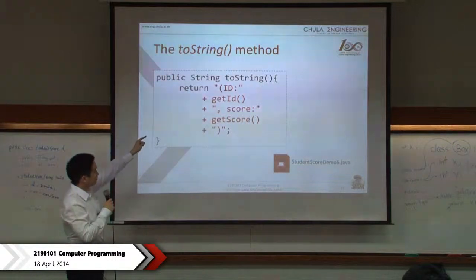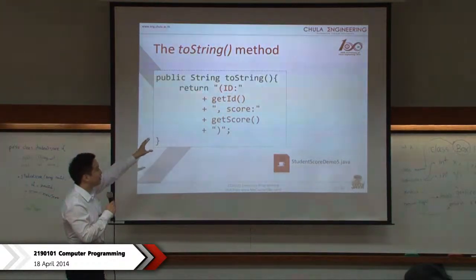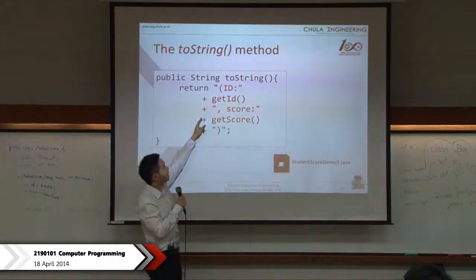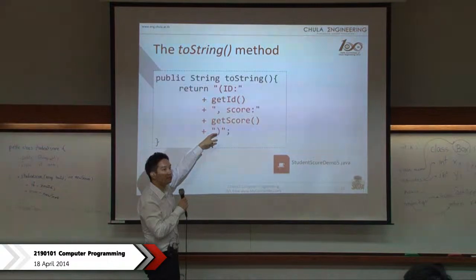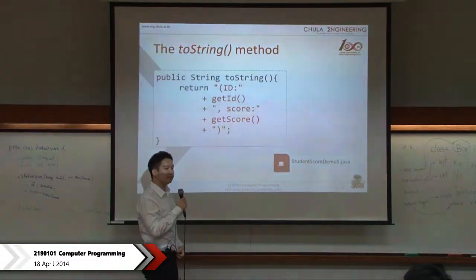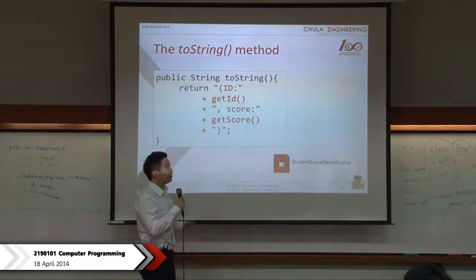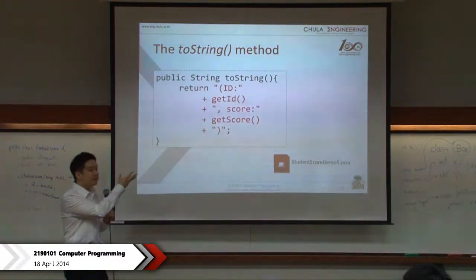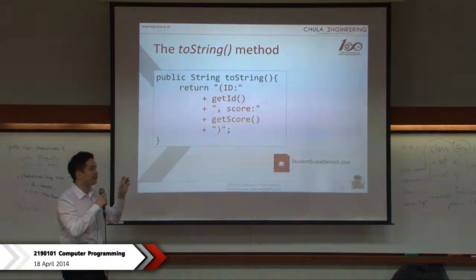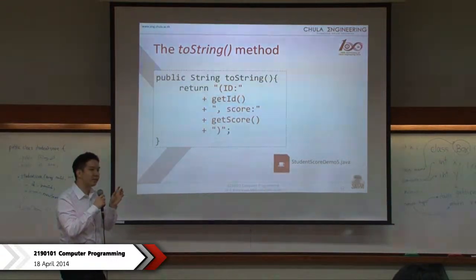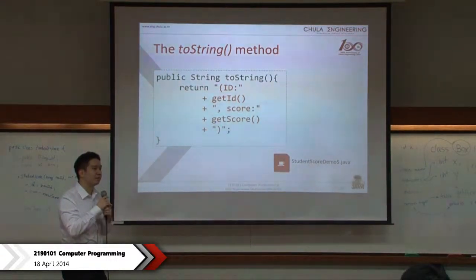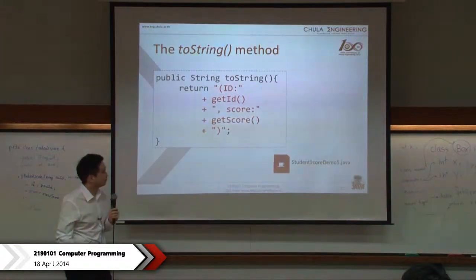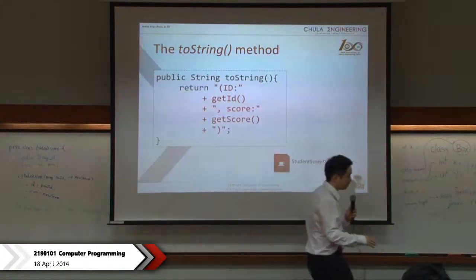So here, this is why we return what? The string representation of all the data that you have as a string. Make sense? Why do you need to do this? Because with this method, you can pass your data type to system.out.println, and it will print out immediately. Like this.